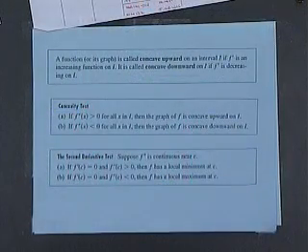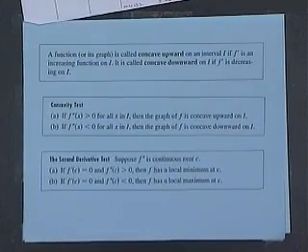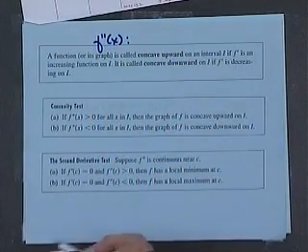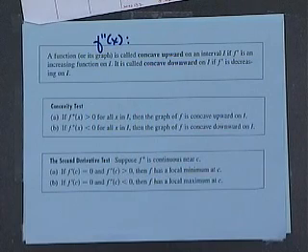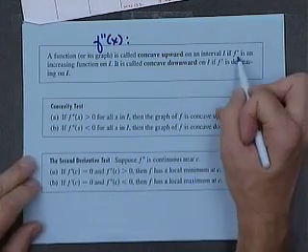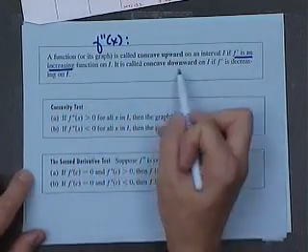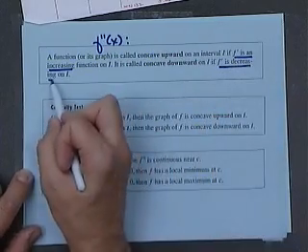Concavity really tells you how it is increasing or how it's decreasing. Is it getting steeper as it goes, or is it getting flatter as it goes? So second derivative information is going to give us this kind of data. A function or its graph is called concave upward if the derivative is increasing, and it's concave down if the derivative is decreasing.